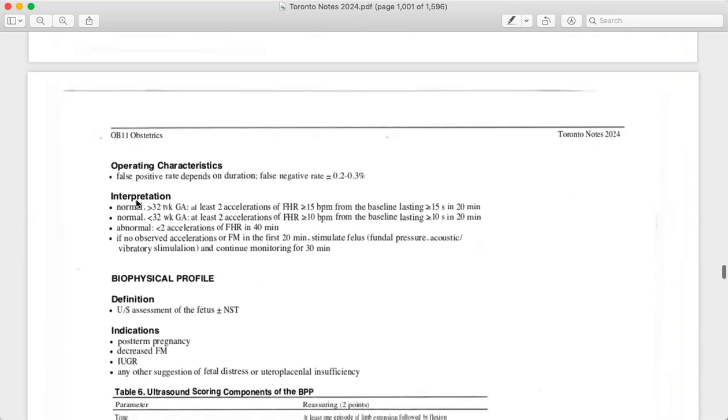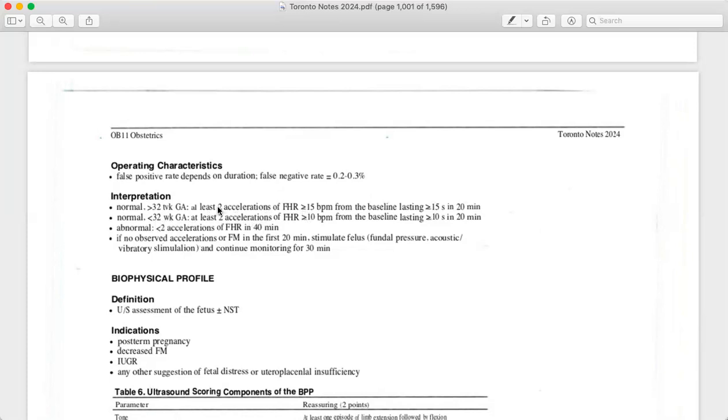Then operating characteristics and interpretation. If normal, more than 32 weeks gestational age, there are 2 accelerations. Why I'm saying this? Because you need to know the normal one. If this is normal, then all you need to do is reassurance. If not, then you might need to refer that person to the obstetrician for further consultation. At least 2 accelerations of fetal heart rate of more than 15 bpm, and in less than 32 weeks, at least 2 accelerations of heart rate of more than 10 bpm. Abnormal is less than 2 accelerations.